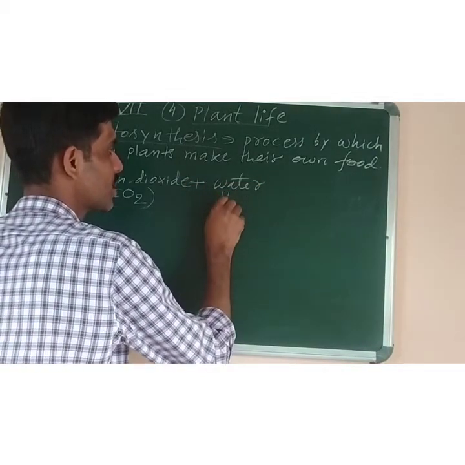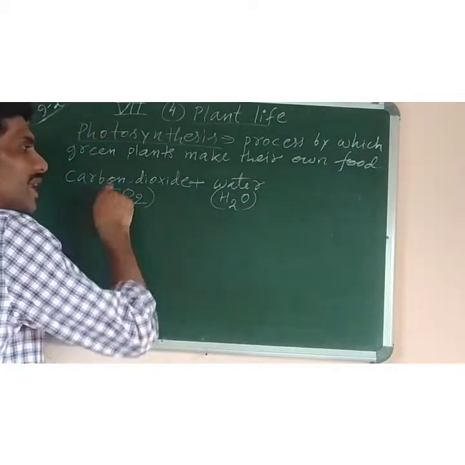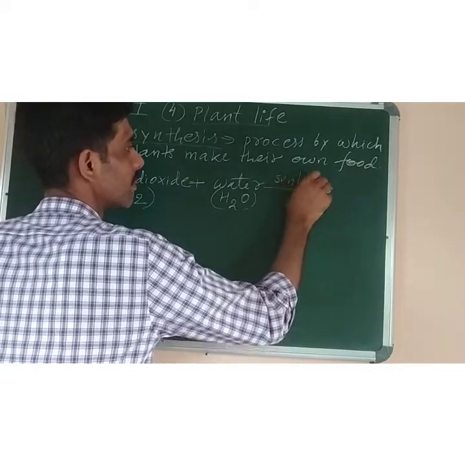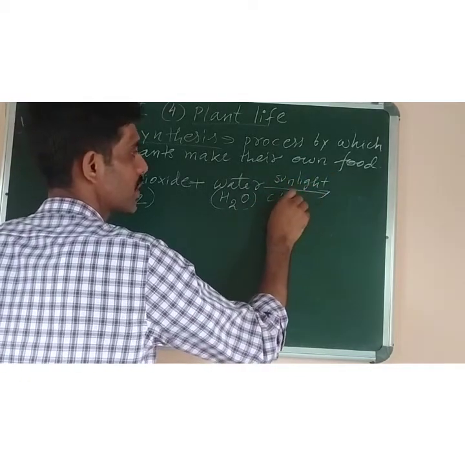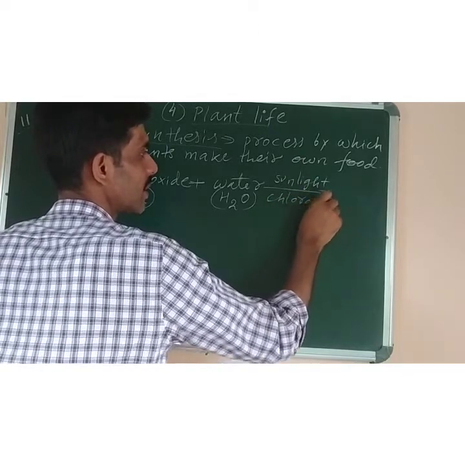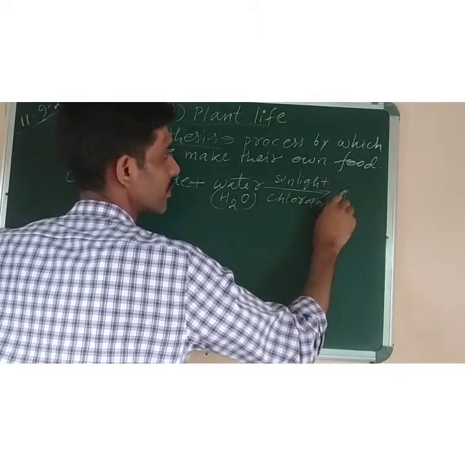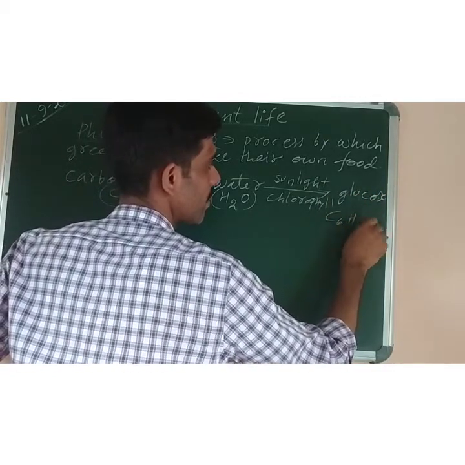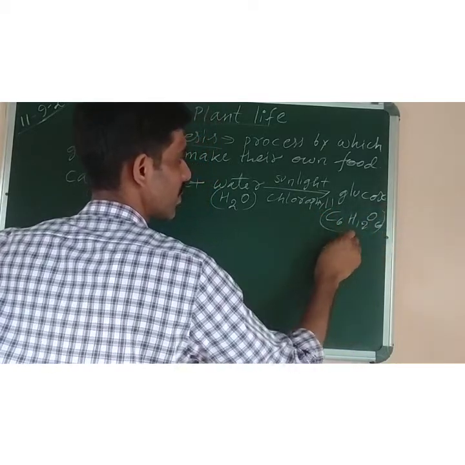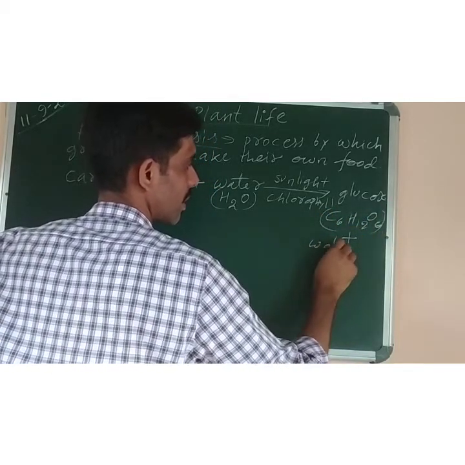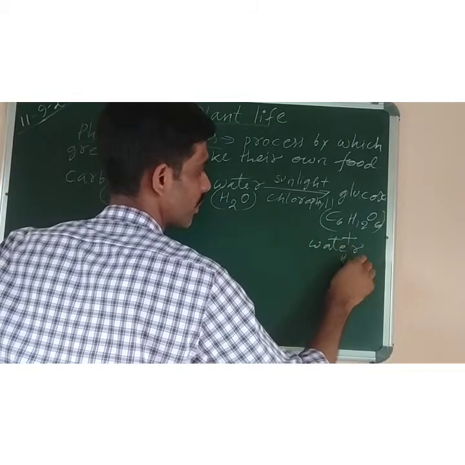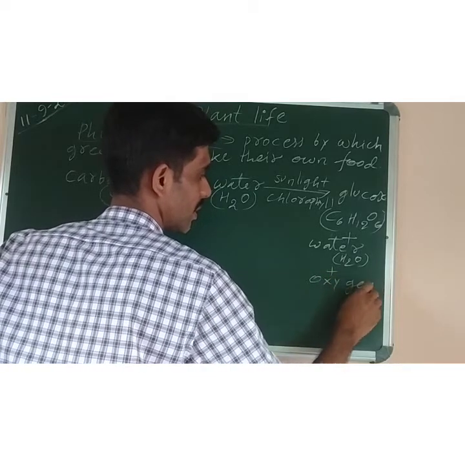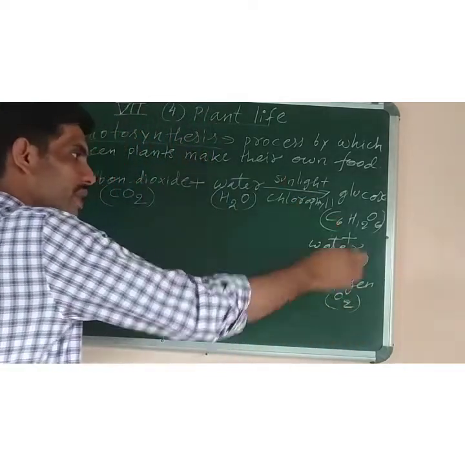Water formula is H2O. When carbon dioxide combines with water in the presence of sunlight and chlorophyll, which is present in all the green parts of the plant, it gives rise to glucose. Glucose formula is C6H12O6 plus water. Again the formula of water is H2O, plus it also produces oxygen. That formula is O2. So this is the equation of photosynthesis.